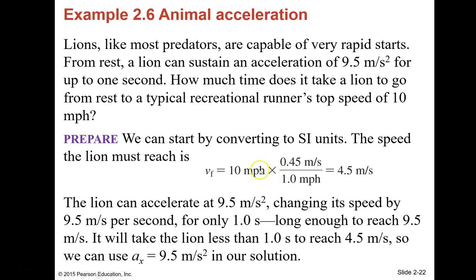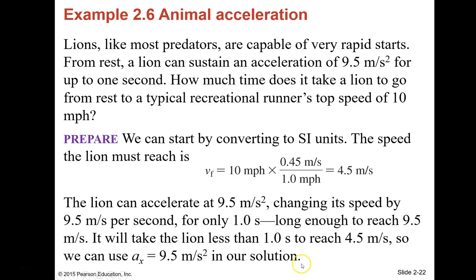Okay, so first of all, we have to convert 10 miles per hour to meters per second. And 1 mile per hour is about 0.45 meters per second. So that gets us our final speed of 4.5 meters per second. Okay, so the lion can accelerate at a rate of 9.5 meters per second. That means every second it travels, it's going to speed up 9.5 meters per second. So it'll take the lion less than a second to reach 4.5 meters per second, because in 1 second it can go from 0 to 9.5.